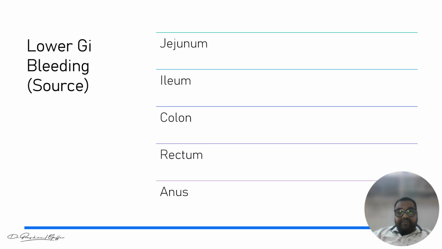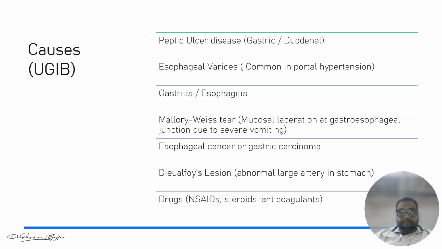Now, let's see the different causes of upper GI bleeding. So, upper GI bleeding, you know the sources. Now let's see what the causes are. Peptic ulcer disease, including gastric or duodenal peptic ulcer, esophageal varices, which we see commonly in portal hypertension, in cirrhosis of the liver, gastritis, esophagitis, Mallory-Weiss tear.